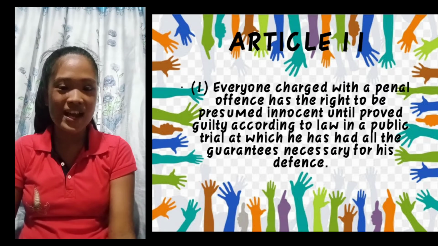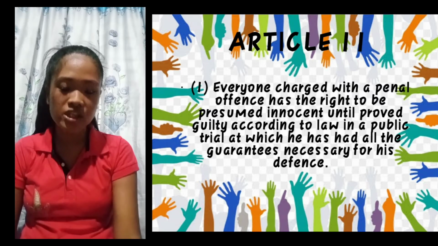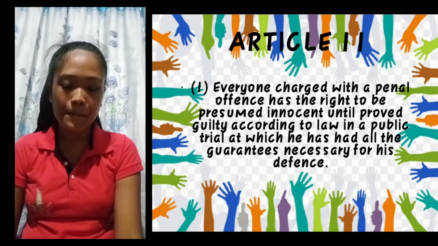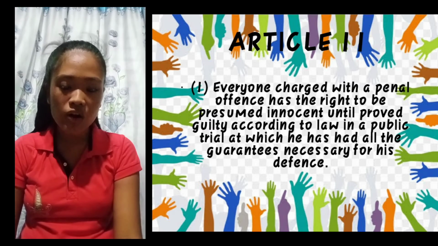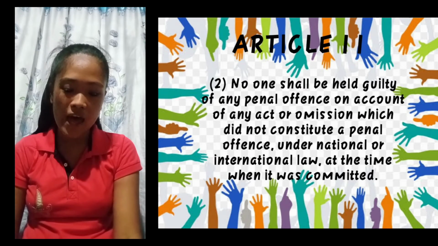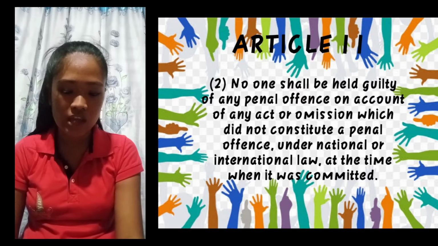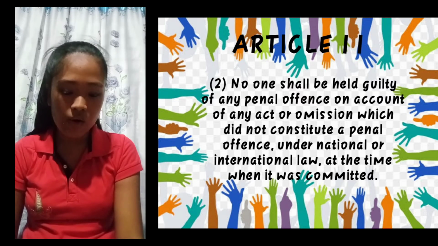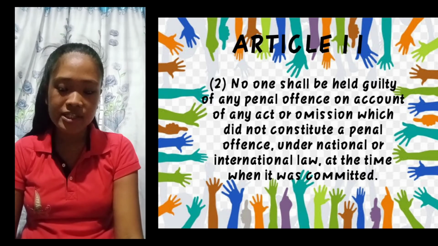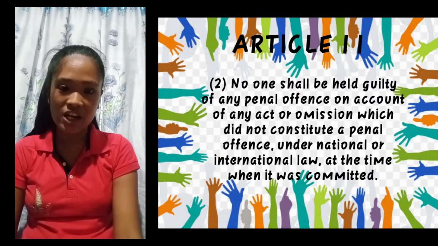Next is article number 11. It states that everyone charged with a penal offense has the right to be presumed innocent until proved guilty according to law in a public trial at which he has had all the guarantees necessary for his defense. Another is no one shall be held guilty of any penal offense on account of any act or omission which did not constitute a penal offense under national or international law at the time when it was committed, nor shall a heavier penalty be imposed than the one that was applicable at the time the penal offense was committed.